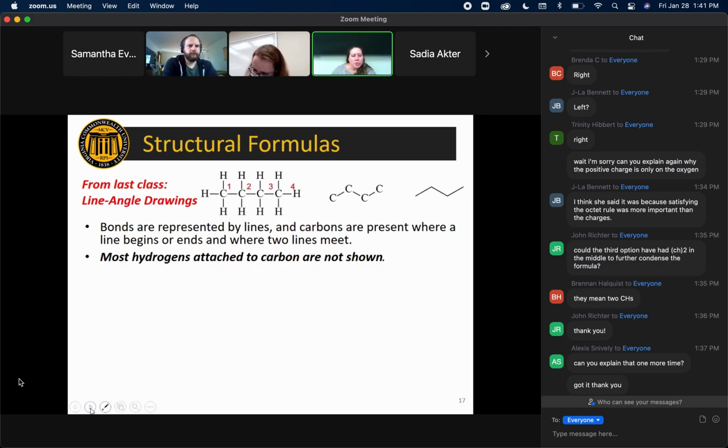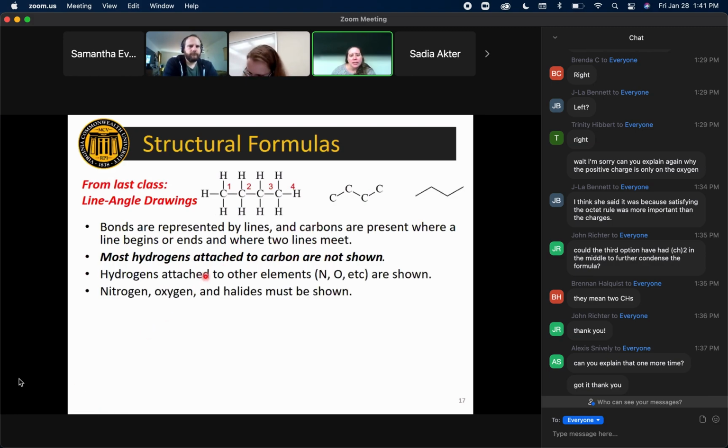Okay, a couple more rules we need to cover for line angle drawings. If we have other hydrogens in the molecule, so for example, hydrogens attached to a nitrogen or an oxygen or anything else, we have to show those. They're going to become participants in reactions later on, so we need to know explicitly whether they're there or not. We also need to show, I'm sorry if you guys can hear whatever construction is going on behind me, we also need to show any element that is not carbon or hydrogen. Any of those atoms we have to show.